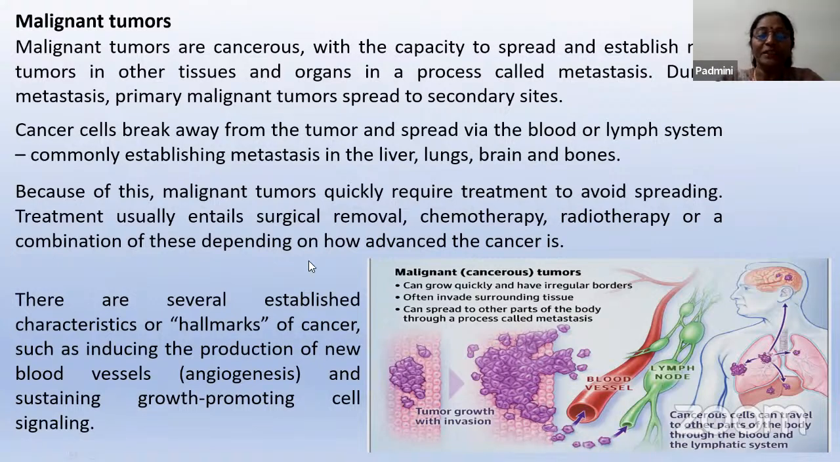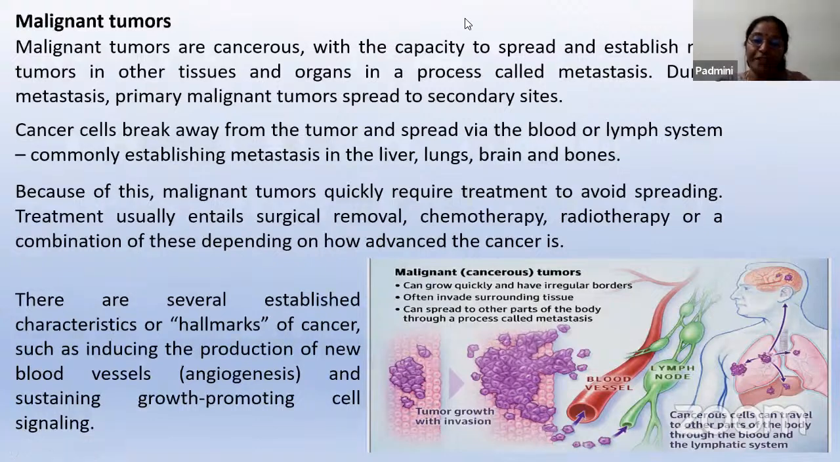So what are the characteristics of this malignant tumor? The malignant tumors are cancerous with a capacity to spread and establish new tumors in other organs or tissues in the process called metastasis. So they are going to move from one place to another place.